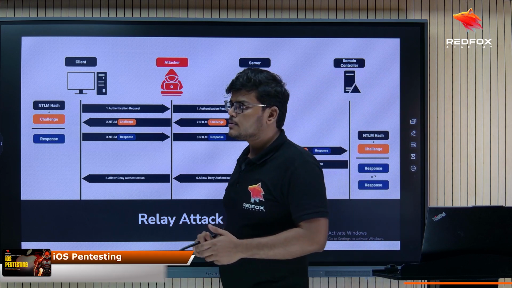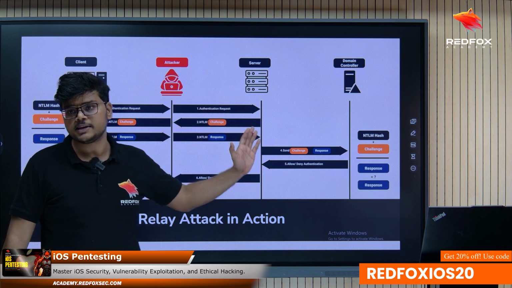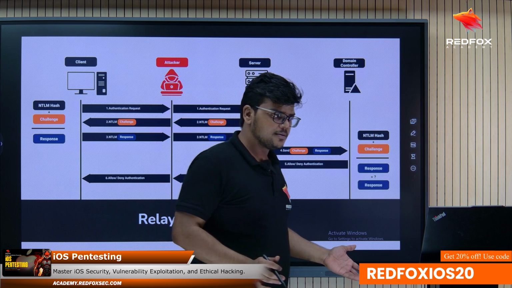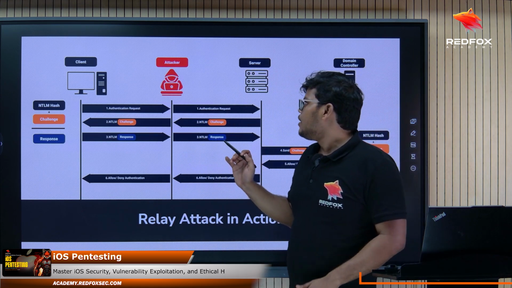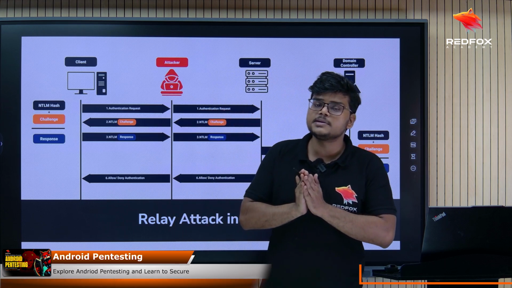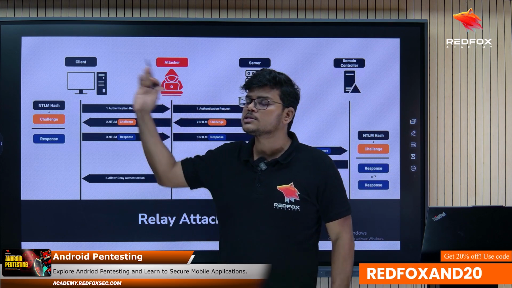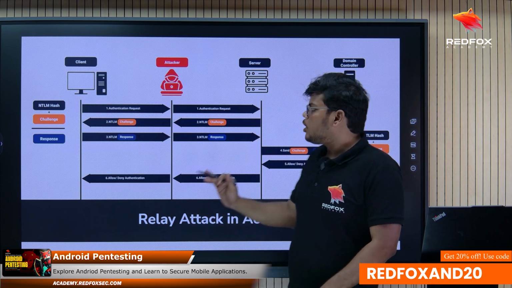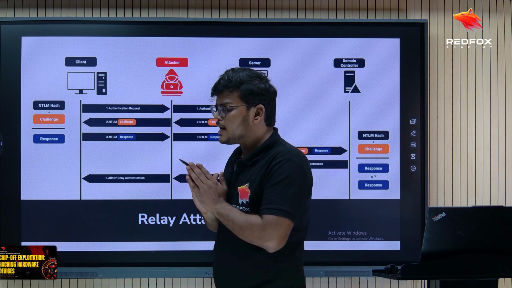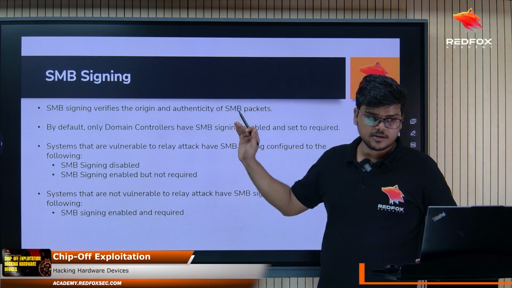So the requirement is that SMB signing should be disabled. You might have a question: what if in the network all the systems have SMB signing enabled, then you will not be able to perform the attack, right? But the reality is that on all the server machines and workstations in the domain, SMB signing is by default disabled. On the domain controller it's enabled, but on servers and workstations it is by default disabled. So don't worry about the SMB signing restriction here.